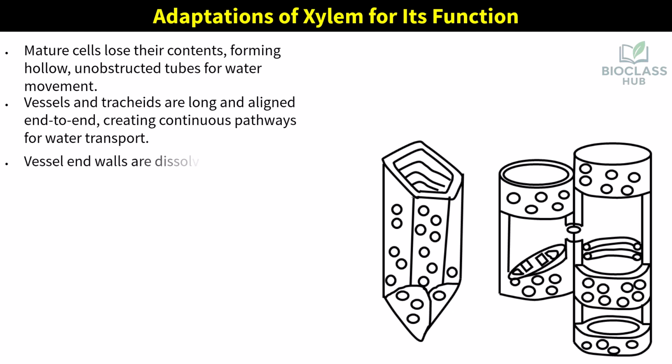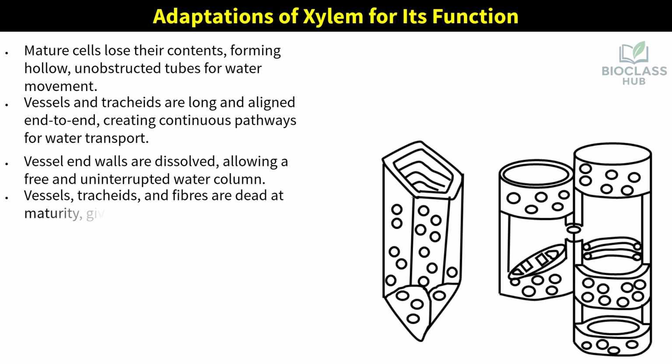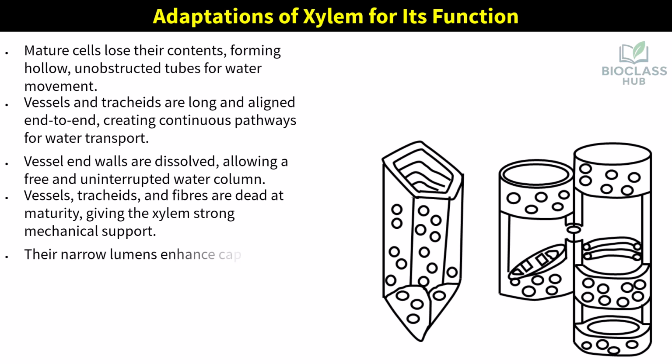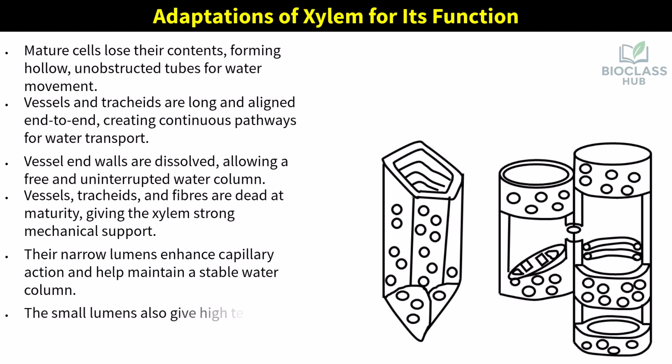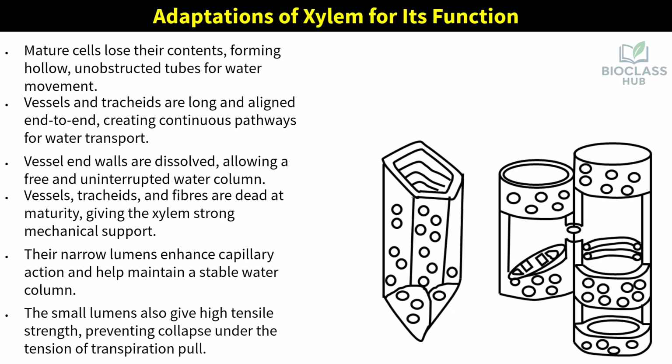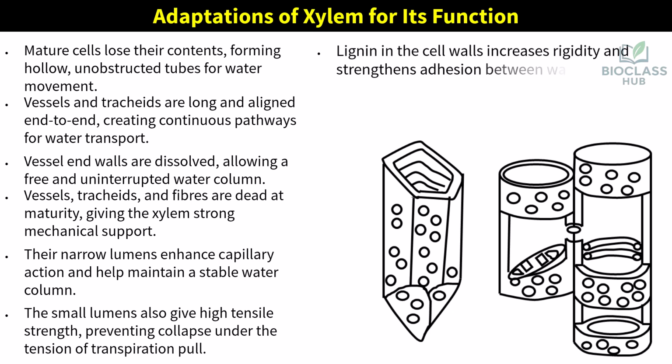Vessel end walls are dissolved, allowing a free and uninterrupted water column. Vessels, tracheids, and fibers are dead at maturity, giving the xylem strong mechanical support. Their narrow lumens enhance capillary action and help maintain a stable water column. The small lumens also give high tensile strength, preventing collapse under the tension of transpiration pull. Lignin in the cell walls increases rigidity and strengthens adhesion between water and the walls.